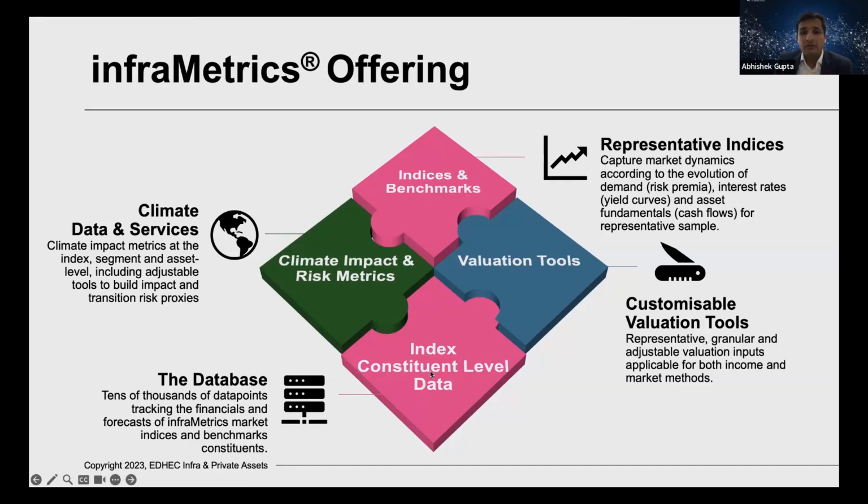Then we have this index constituent level data. All the data, the financials and valuations of individual assets that go behind the benchmarks or these valuation tools, are available in this product. And finally, what we are here to talk about, the climate impact and risk metrics. Here we have a lot of data on the individual assets: their carbon emissions, that is the impact, their transition risk, and their physical risk, how these assets are going to behave in different climate change scenarios. All the data is available within this product.